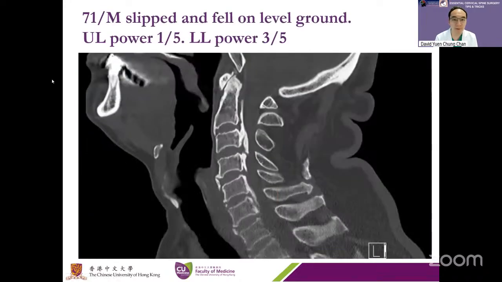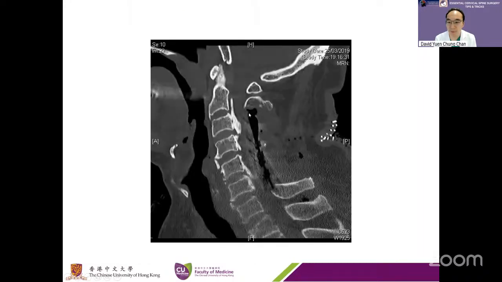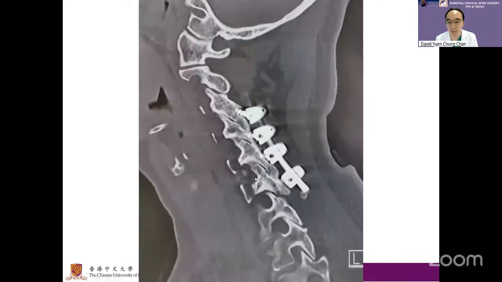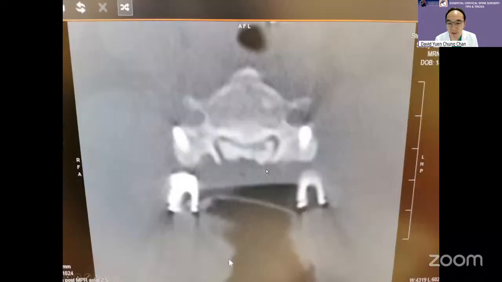So one of our patients, a 71-year-old gentleman, slipped and fell on level ground, with bilateral upper limb power down to 1/5, lower limb power 3/5. You can see extensive OPLL with cord compression. So for this patient, we performed laminectomy for decompression and also posterior spinal fusion for stabilization. And then the subsequent scan showed good bony fusion of the facet joint. And this is the axial cut.